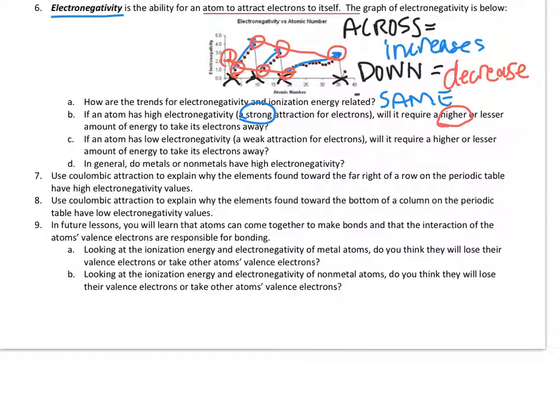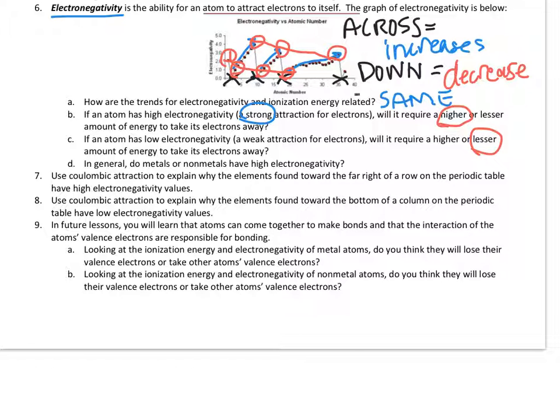Now, the same idea for C. If an atom has low electronegativity, a very weak attraction, so we've got weak magnets, all right? Everybody's had those that just fall off your refrigerator. Those are super weak magnets, right? They just kind of fall down. Do those require a lot of energy to take off your fridge? Nope, they don't. So low electronegativity requires less energy to take those electrons away. All right, so again, looking at your periodic table, is it the metal atoms or the non-metal atoms that have high electronegativity?